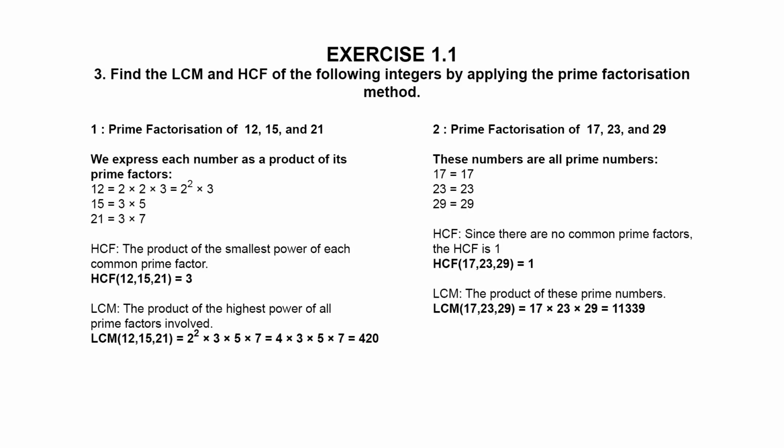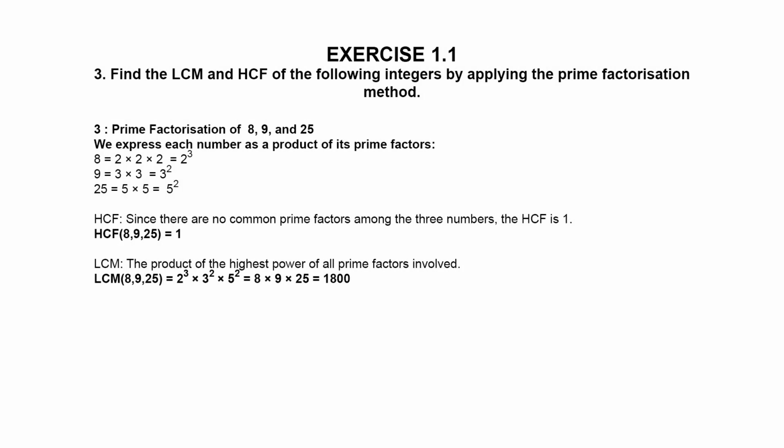HCF of 17, 23, 29 is equal to 1. LCM, the product of these prime numbers. LCM of 17, 23, 29 is equal to 17 into 23 into 29, which is equal to 11339.